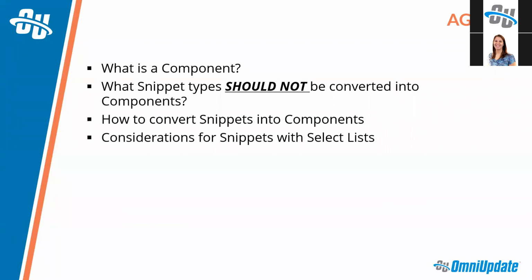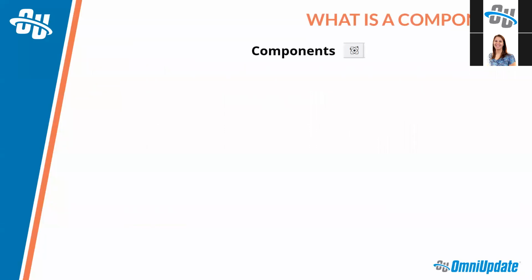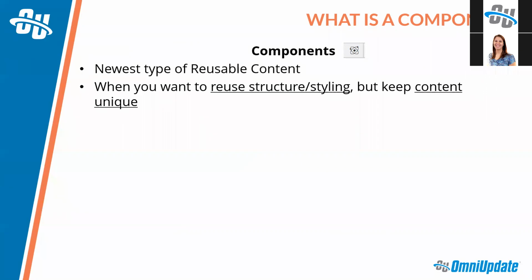So starting at the top, what exactly is a component? Well, a component is our newest feature inside OU Campus. So it's our newest type of reusable content. And it is essentially a combination between the way that a snippet works and the way that an asset works. Components allow you to reuse structure and stylizing, but keep content unique, similar to the way a snippet works.